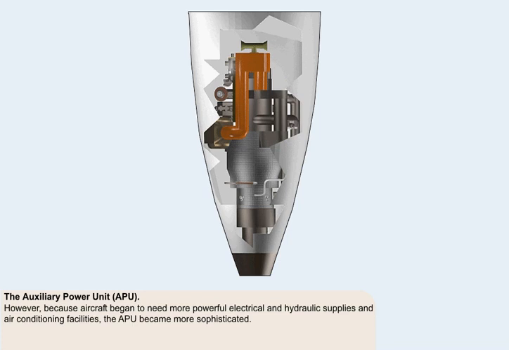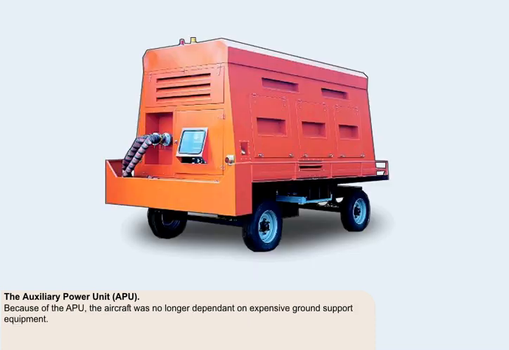However, because aircraft in general, and commercial aircraft in particular, began to need more powerful electrical and hydraulic supplies and air conditioning facilities to service them while they were on the ground with their engines shut down, the auxiliary power unit, which was to satisfy these requirements, became more sophisticated. Aircraft manufacturers and operators also recognized the fact that because it had an auxiliary power unit, it also meant that the aircraft was no longer dependent on expensive ground support equipment.